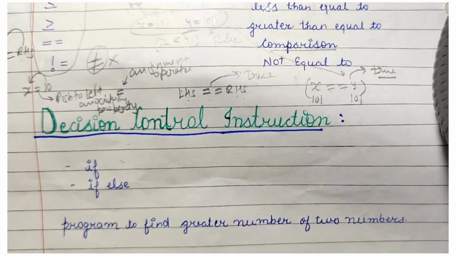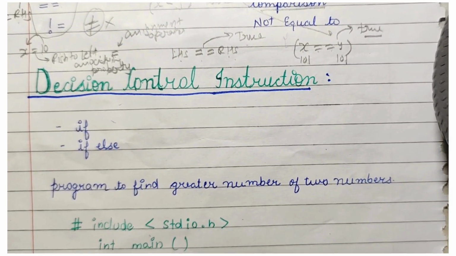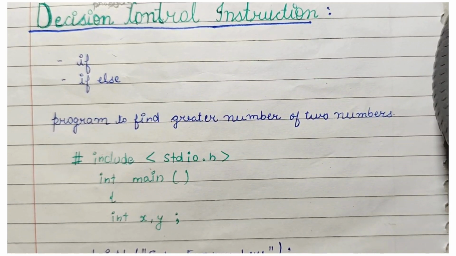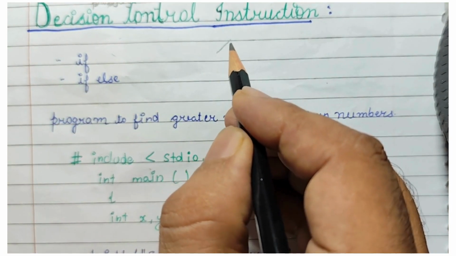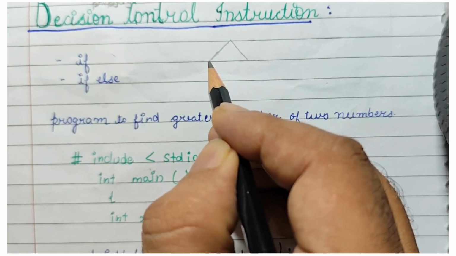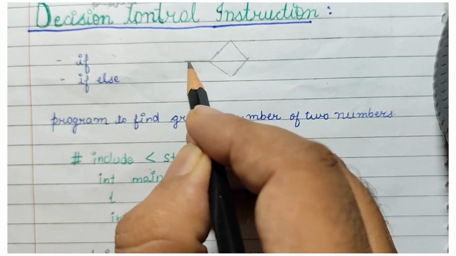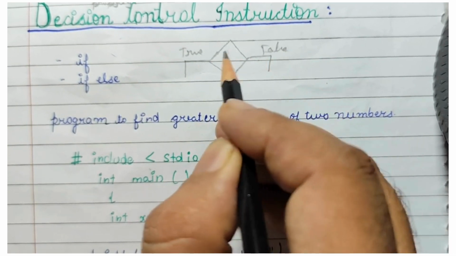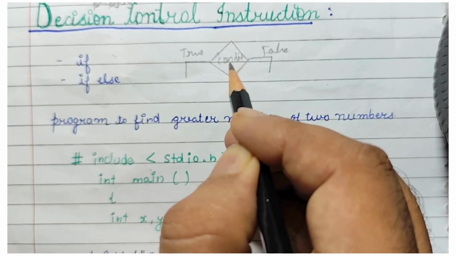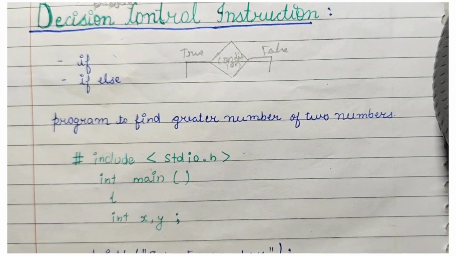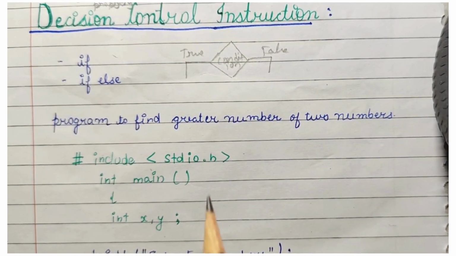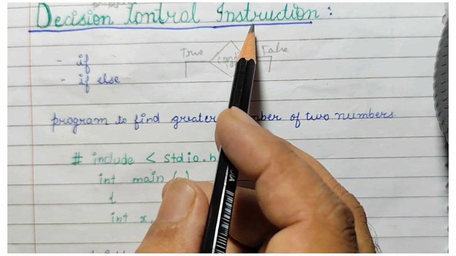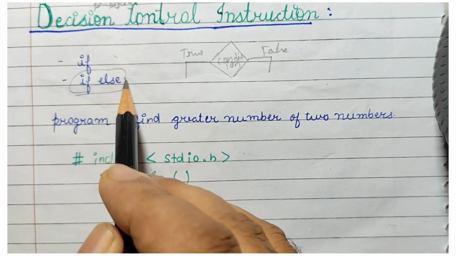Now we move to the next type of instruction, that is decision control instruction. In the flowchart we use a diamond box. The diamond box has two sides, true and false, and inside the diamond box we write some condition. If you want to convert this diamond box into a coding language, then we use the decision control structure. It means we use the if else structure.